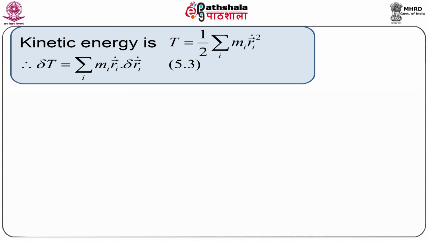Now, the kinetic energy of the system is defined as capital T equal to half m v squared. Here v is nothing but r vector dot. So, capital T is equal to half into summation over i of m_i r_i vector dot squared. If we consider the virtual change of kinetic energy T, then we get delta T equal to summation over i of m_i r_i vector dot dot delta r_i vector dot.